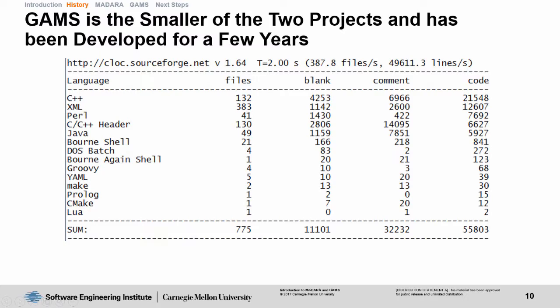There's about 55,000 lines of code and 32,000 lines of documentation, so almost 100% here. We're looking at about 66% is commenting to help you understand what exactly is going on in the software.